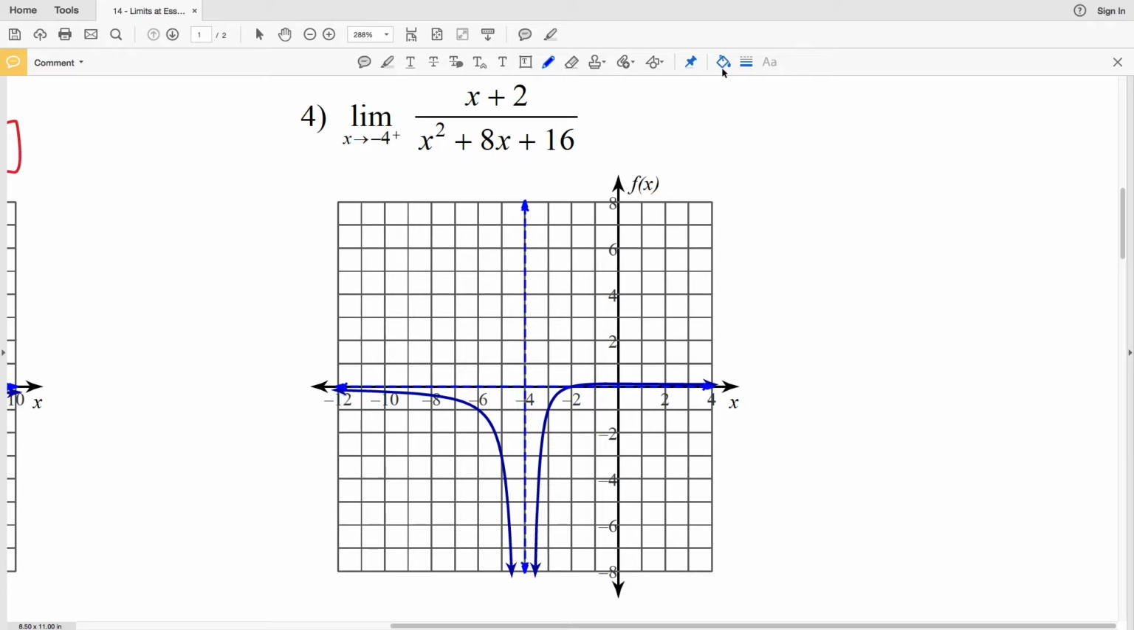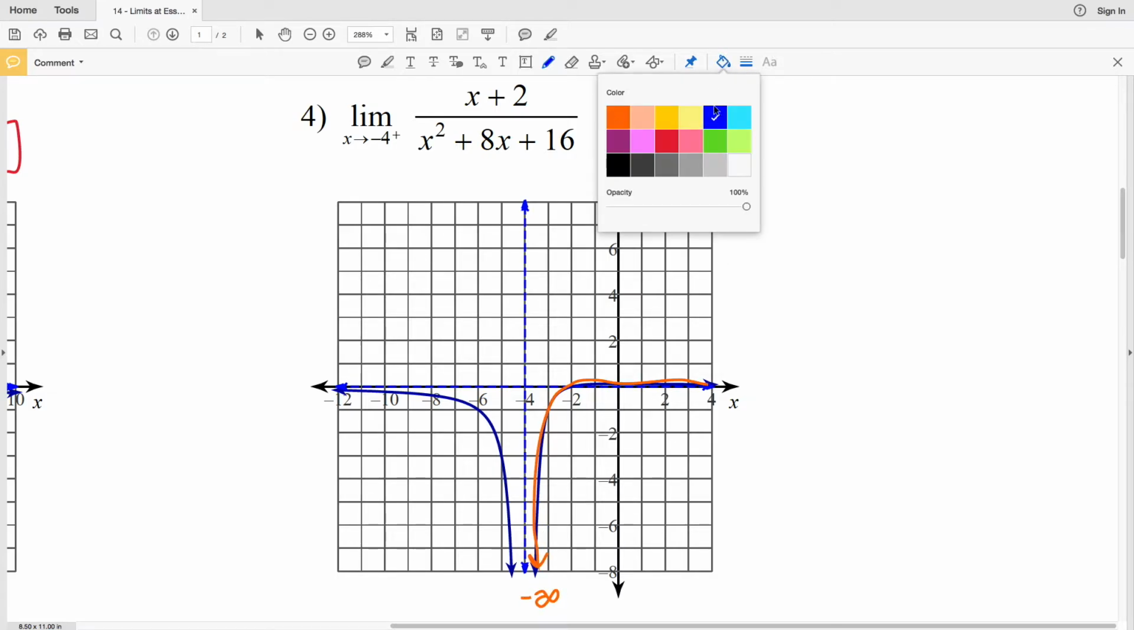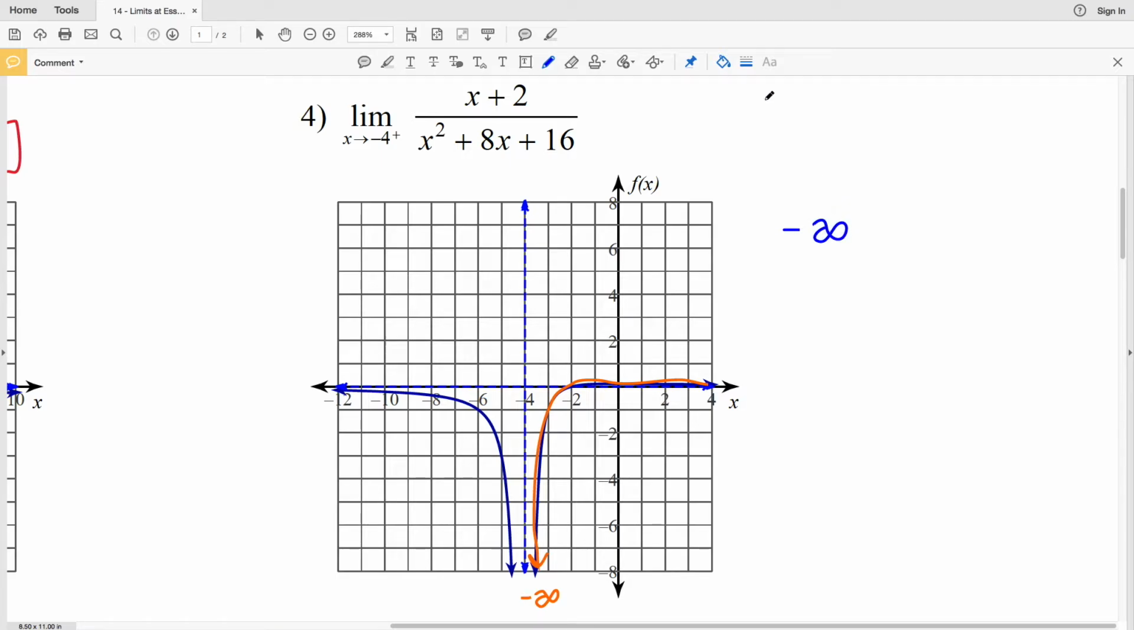Now in number 4, it asks us for the limit as x approaches negative 4 from the right. So coming from the right-hand side, or the positive side, approaching negative 4, you can see that we're heading towards negative infinity. So our solution in number 4 for the limit is negative infinity.